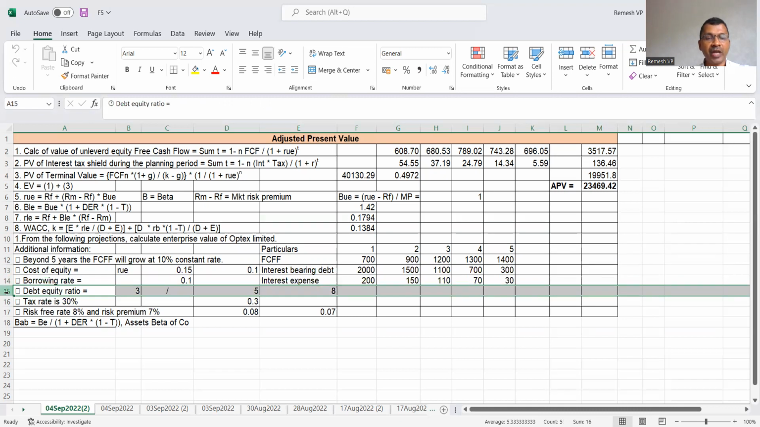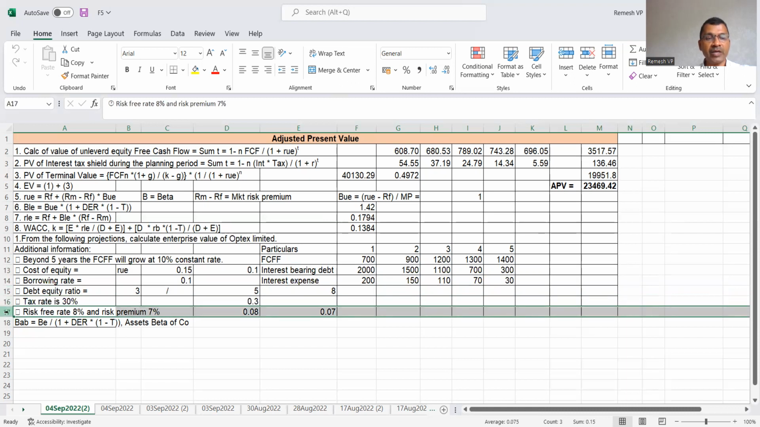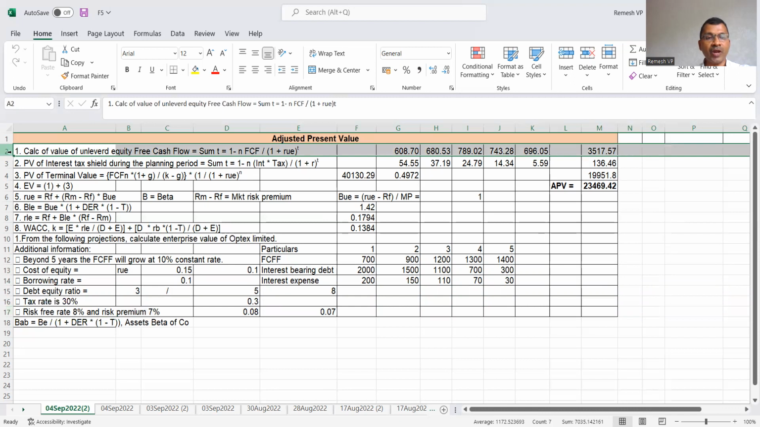Debt equity ratio will be 3/5. Tax rate will be 30%. Risk-free rate of return will be 8%, and risk premium will be 7%. Now, for doing this calculation, the unlevered equity free cash flow to firm is the sum of the value of free cash flow divided by present value interest factor based on the return of unlevered equity.